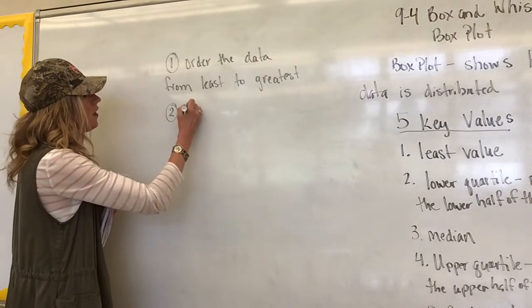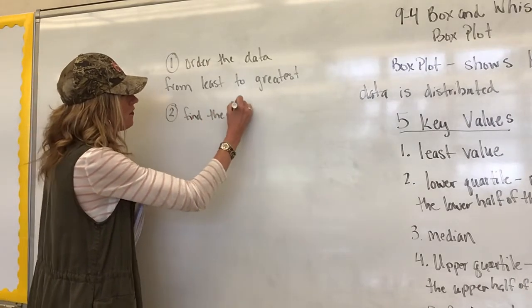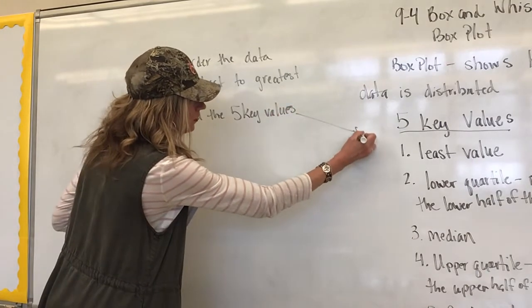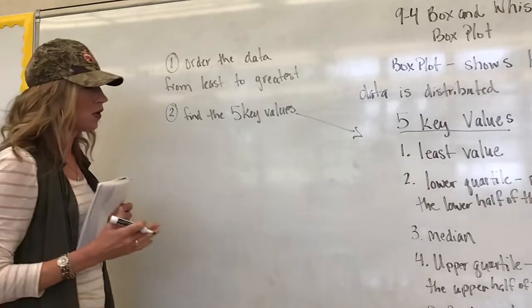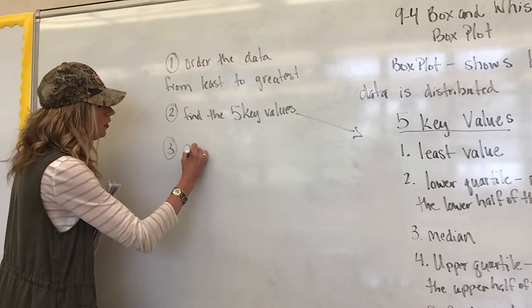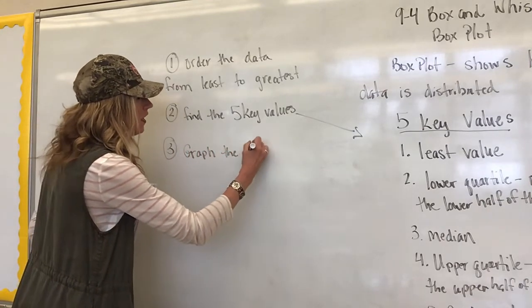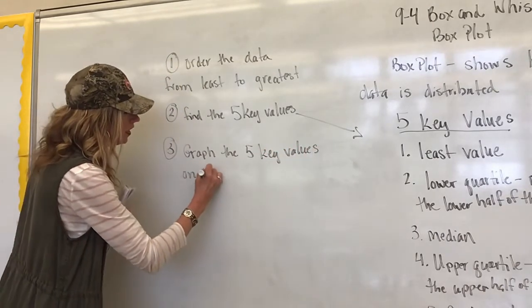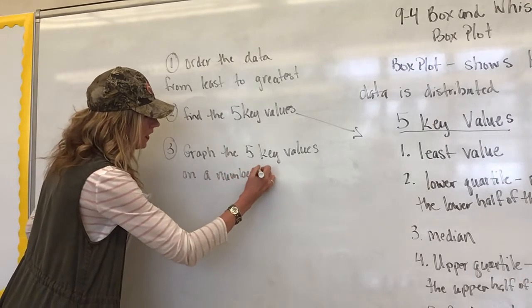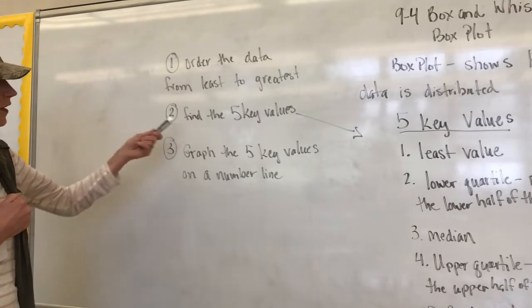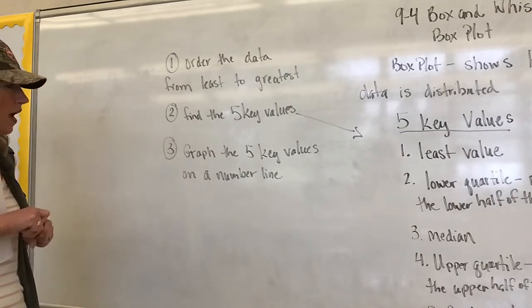Second thing is we're going to find the 5 key values. Okay, that's the ones we just talked about. We're going to find those 5, and I'll show you how to do this. We're going to circle them so we know exactly what they are. The last thing is we will graph the 5 key values on a number line. And I will show you how to graph those. So 3 steps. Ordering the data that we've been given. We're going to find the 5 key values. And then we're going to graph those on a number line.